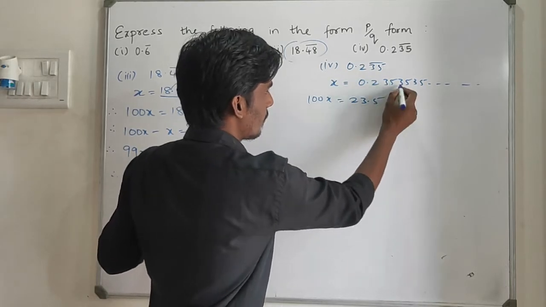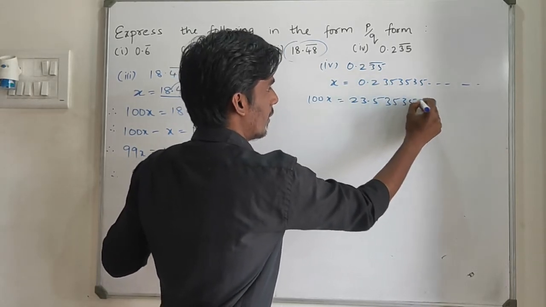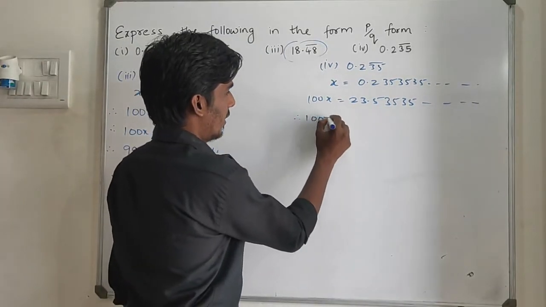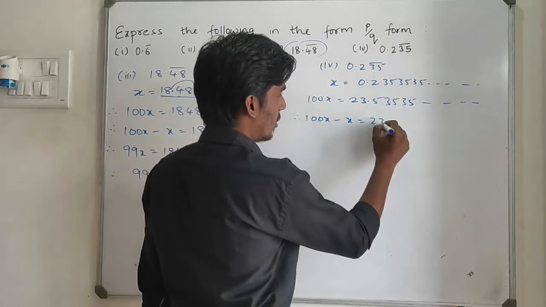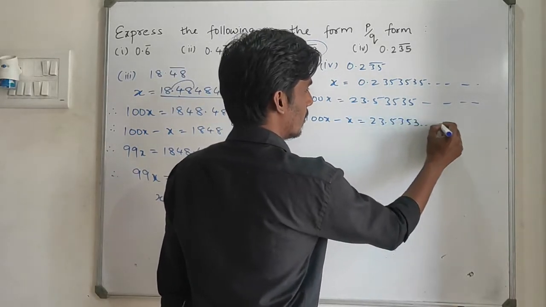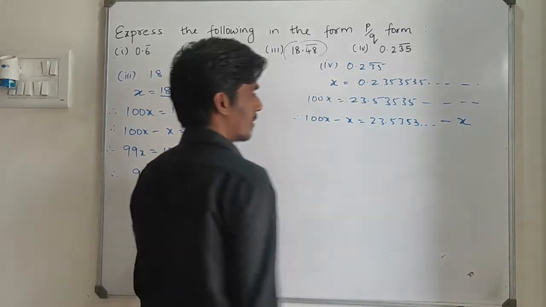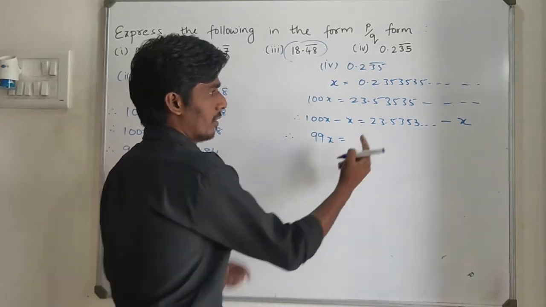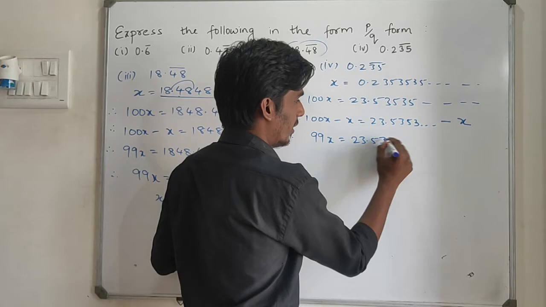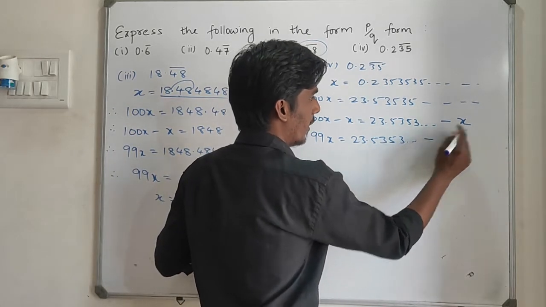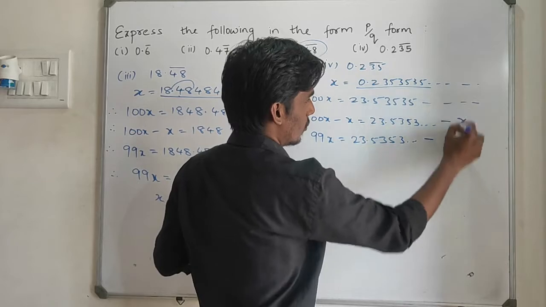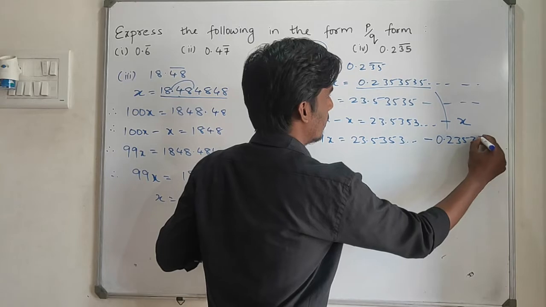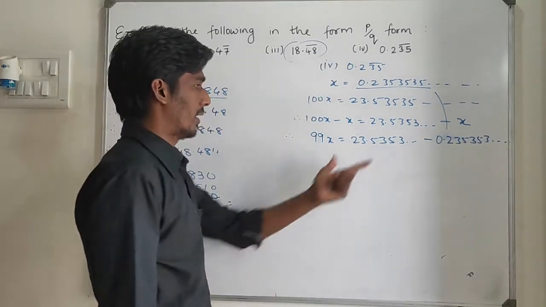So then 5353 5... Then I have to subtract x from both sides. So 100x minus x, 23.5353... minus x. Subtracting x from both sides, 99x. So 23.5353... minus. What is the value of x here? This value I am going to replace here, 0.235353... So again subtraction of these two.